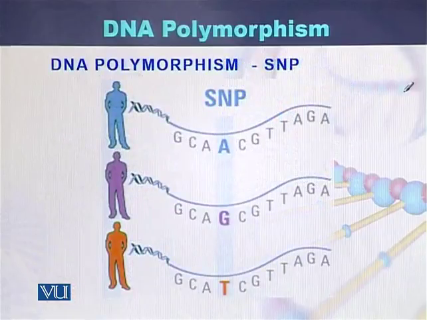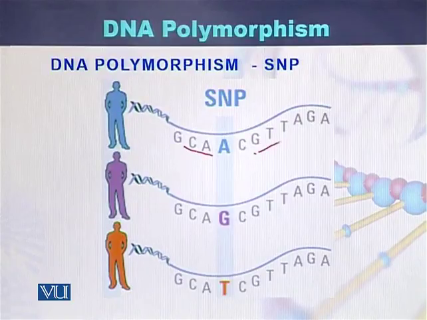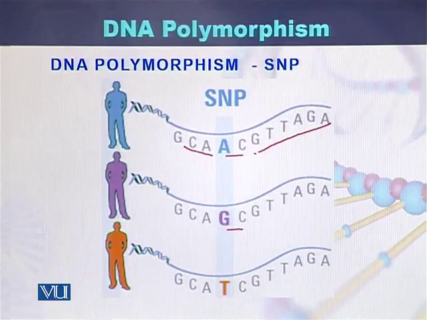In this diagram, we can see the difference of a single nucleotide at a particular location of the DNA. There are 3 humans and we can see that they have the same DNA sequence, that is GCA, and the remaining sequence of the DNA. But at a particular location, one individual has A, adenine, the second individual has guanine, and the third individual has thymine. So this is called single nucleotide polymorphism because there is a variation at a single point of the DNA.